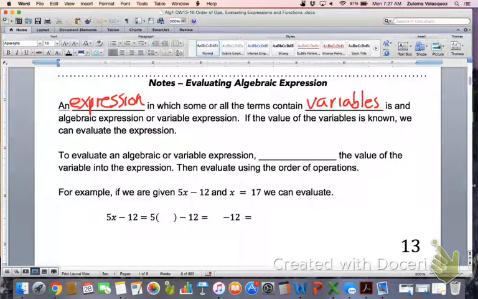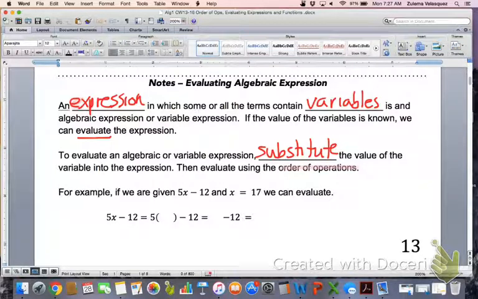So if the value of the variable is known, we can evaluate the expression. So when we know what x equals, what y equals, what j or whatever other letter we have equals, then we evaluate the expression, meaning we figure out what it is once we substitute that number in. So to evaluate an algebraic or variable expression, we just substitute the value of the variable into the expression, meaning we just replace the letter or the variable for its number that it's assigned to. And then we just evaluate using our order of operations.